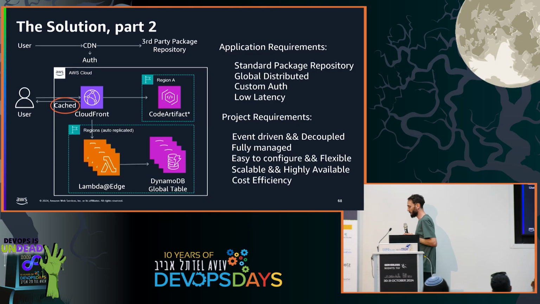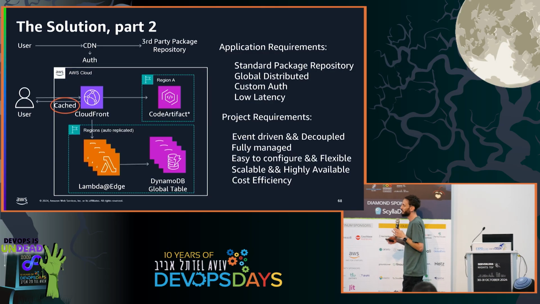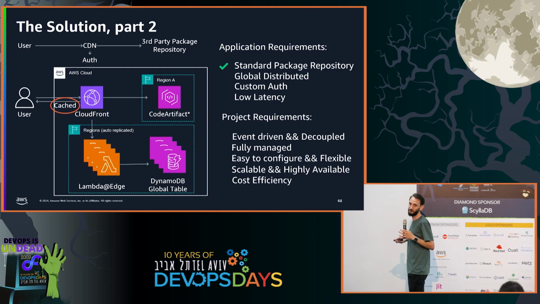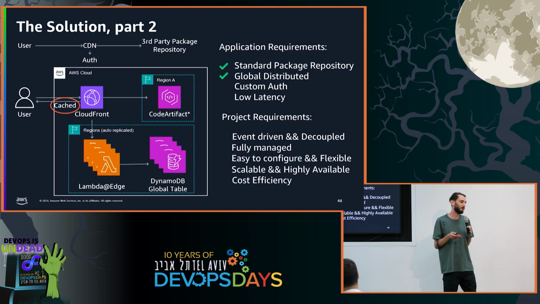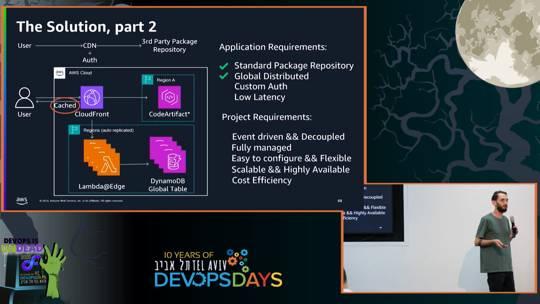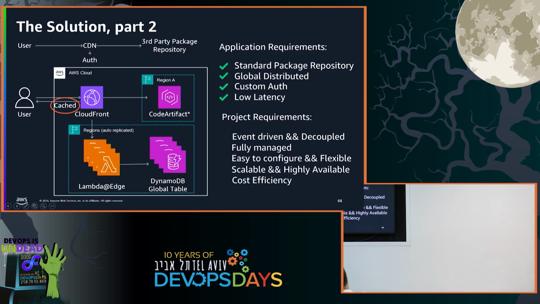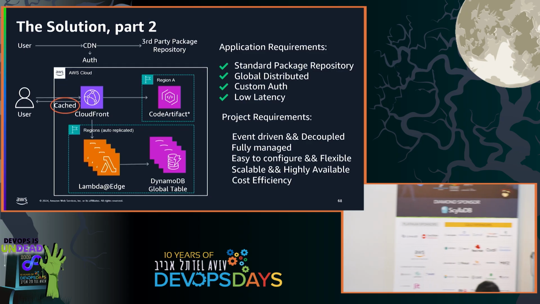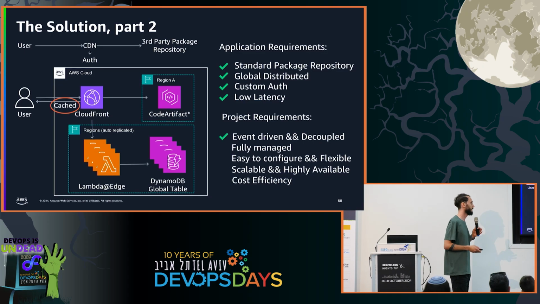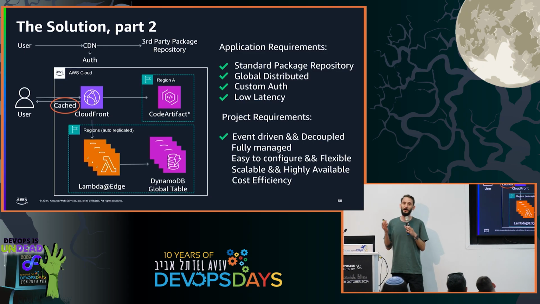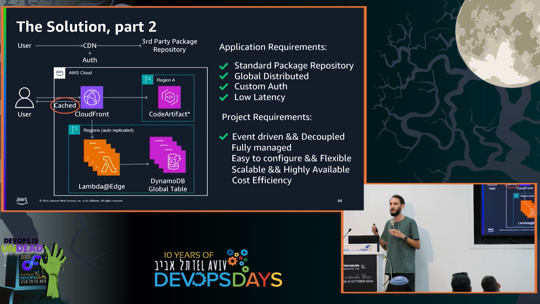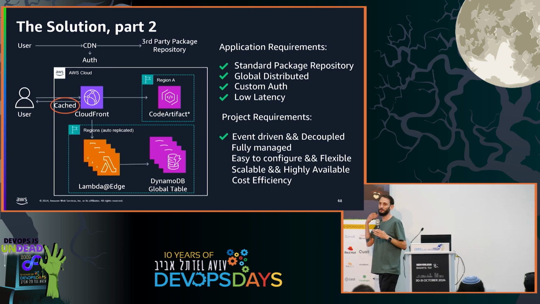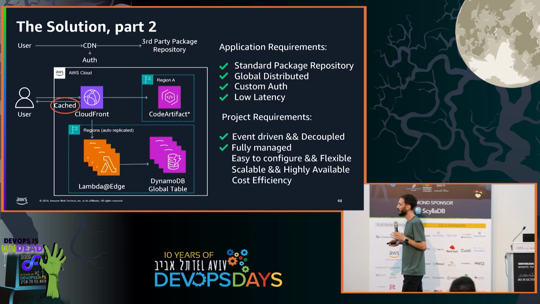And now let's see how it checks out against all the requirements. I will go over it quickly, because it's all marked with green marks. It's a standard package repository. It's globally distributed around 600 points of presence around the globe. It supports custom authentication using Lambda at Edge. It has much better latency because the majority of requests will be served from a cache layer. It's highly decoupled because now the users only know CloudFront. We can change behind the scenes the Lambda at Edge, DynamoDB, and even CodeArtifact without the end users knowing about it.